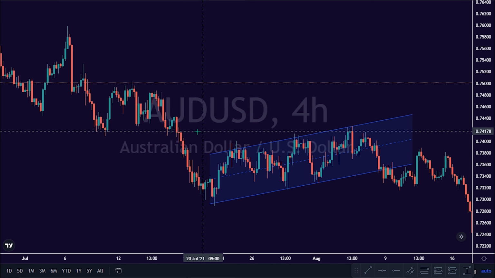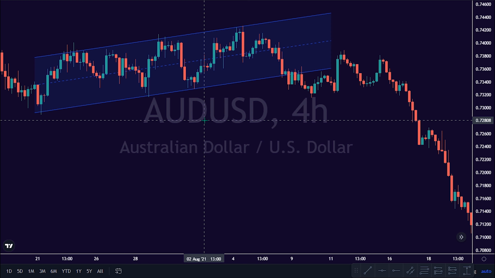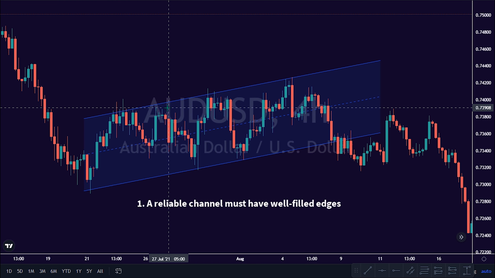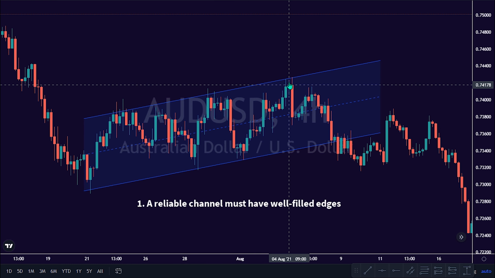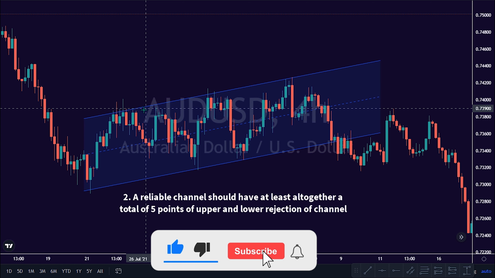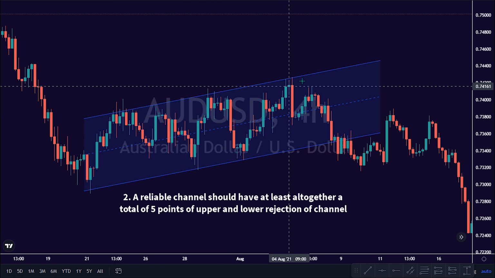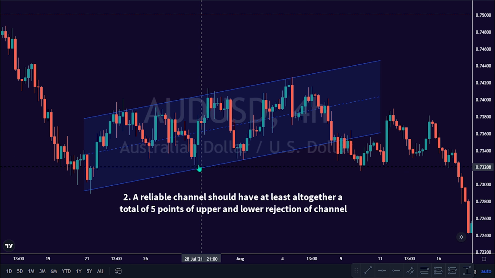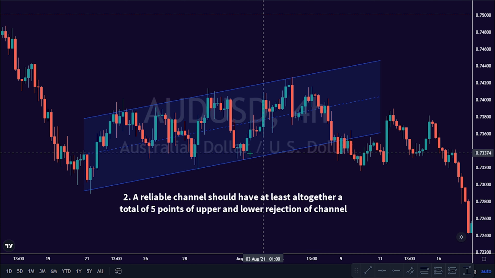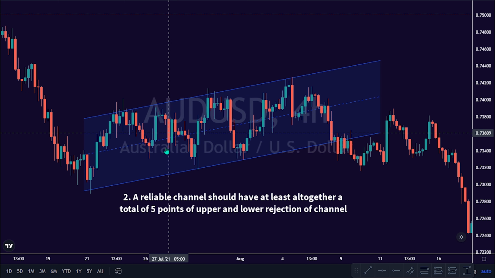Before ever planning to trade this pattern, we need to know the qualities which make a channel to be considered a reliable one. These factors are: number 1, a reliable channel must have well-filled edges. Number 2, a reliable channel should have at least altogether a total of 5 points of upper and lower rejection of channel. The more upper and lower rejection the channel has, the more reliable the channel becomes.